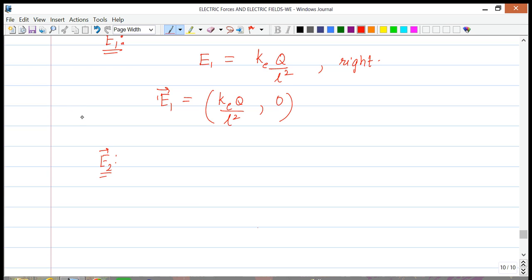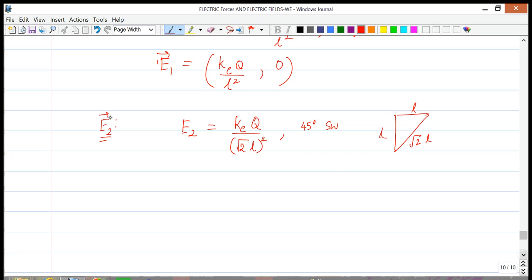Let us write down E2. The magnitude of E2 is going to be equal to Ke times Q divided by the length squared, and the length has to be square root 2 times L. You can figure the length out by simple geometry. Your lengths are L and L, so the diagonal has to be equal to square root of 2 times L. And this is pointing at 45 degrees southwest. So the components of E2 are going to be negative E2 cosine 45 and negative E2 sine 45.